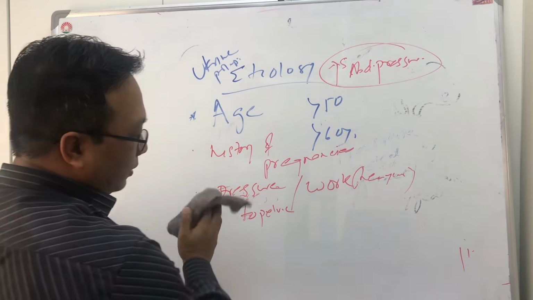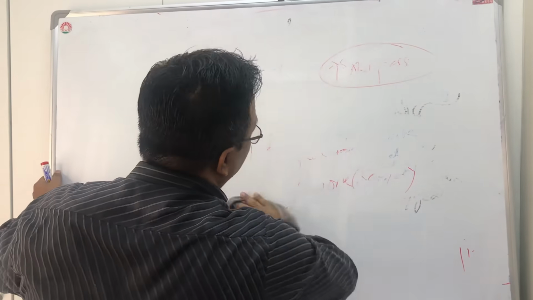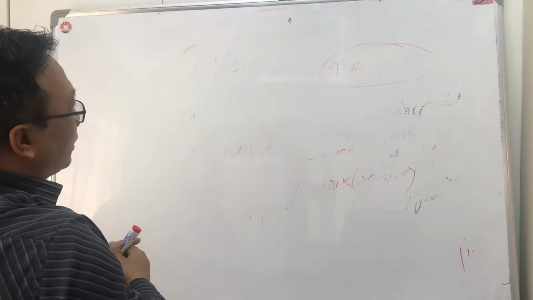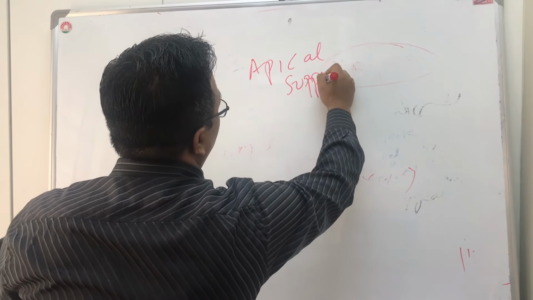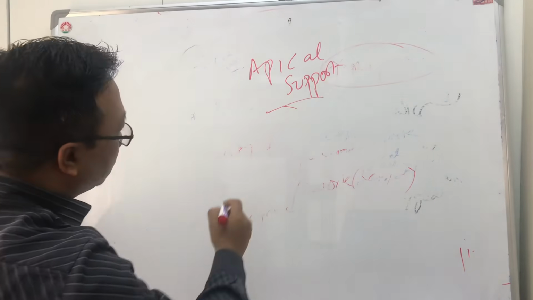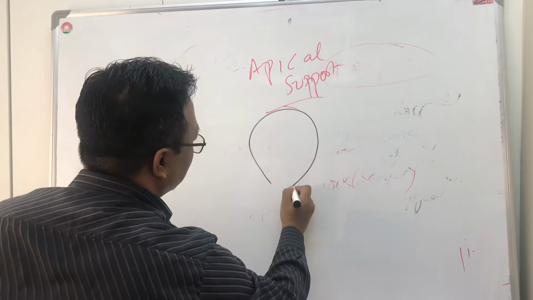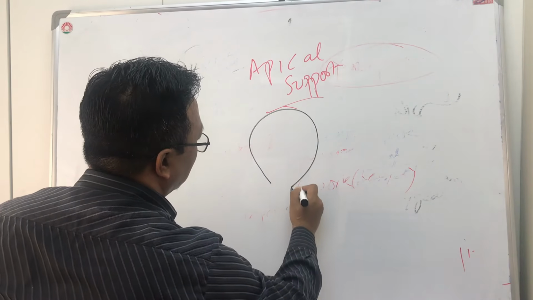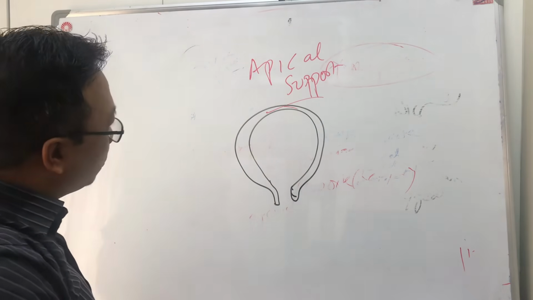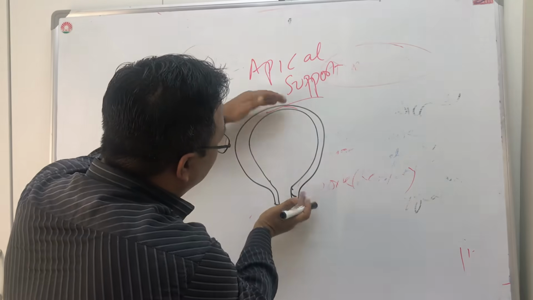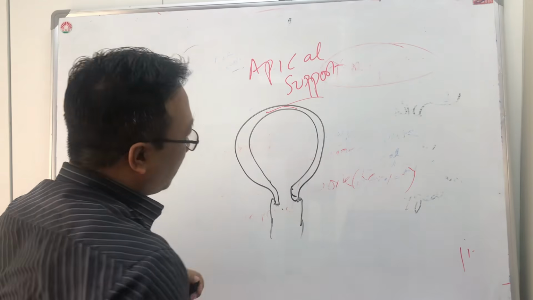Now, what are the supports? Let's try to understand the support now. Number one support to the uterus is apical support. So what are the apical supports here? Let's draw the uterus. So this is the uterus. What are the three ligaments on the top of the uterus? This is the cervix, and this is the vagina.